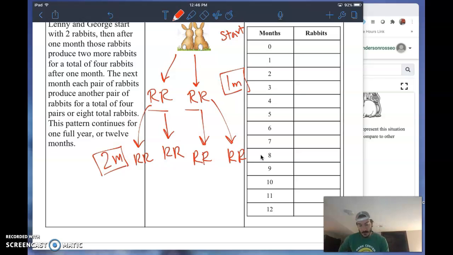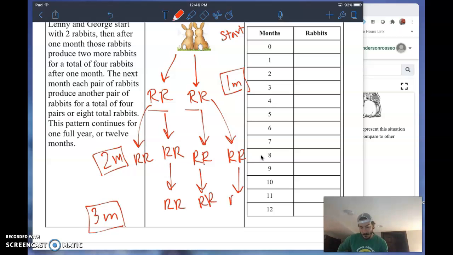Okay, I'm going to keep going here. I'm going to move down to my third month. Let me see here. This pair of rabbits, they each have themselves, right? Because they continue to live, right?